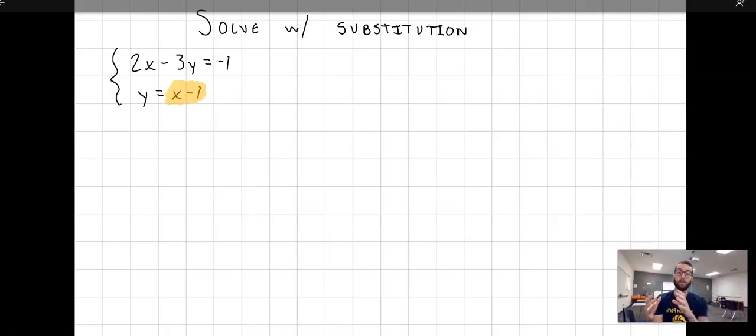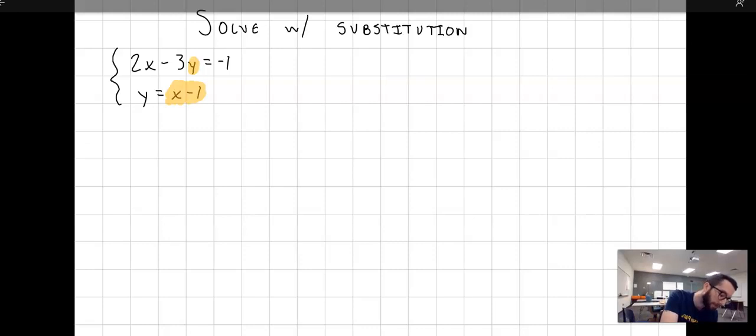If you have one equation where it tells you y equals or x equals, take what it's equal to. In this case, x minus 1. I'm going to plug this into the top equation where y is, right? It's just substitution. You plug in values. If you need help with substitution, go watch the video on substitution.